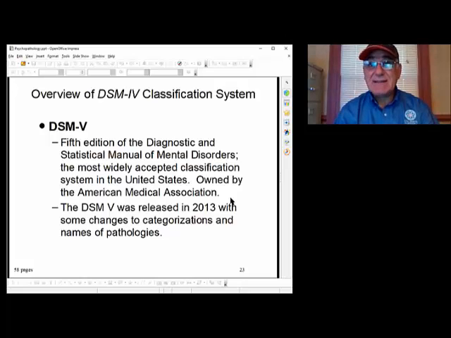The 5th edition of the Diagnostic and Statistical Manual of Mental Disorders is the most widely accepted classification system in the United States. There are other types of manuals, books, that define different ways to look at pathologies in Europe, for instance. So the DSM-5 is for the United States, and it is owned by the American Psychiatric Association. The psychiatrists own this book. They're the ones that get to decide how to edit it, what to put into it. And the DSM-5, when it was released in 2013, had many changes in the categorizations and names of pathologies.